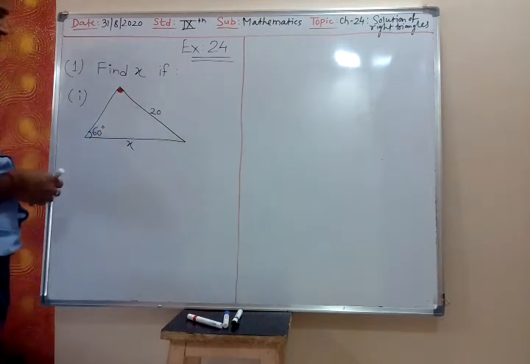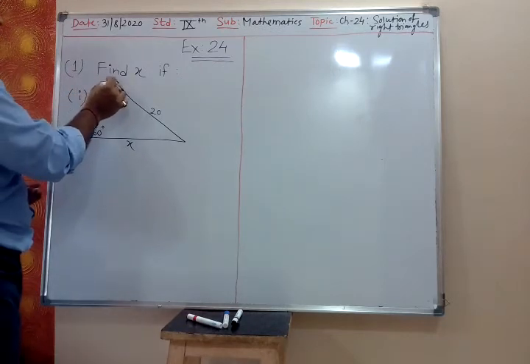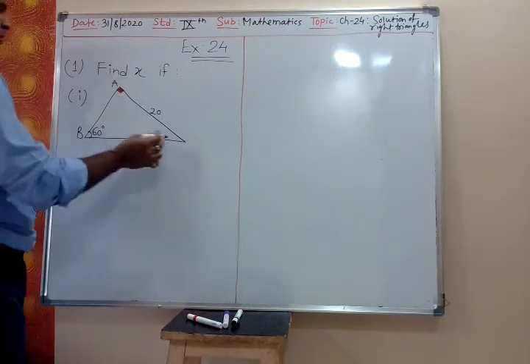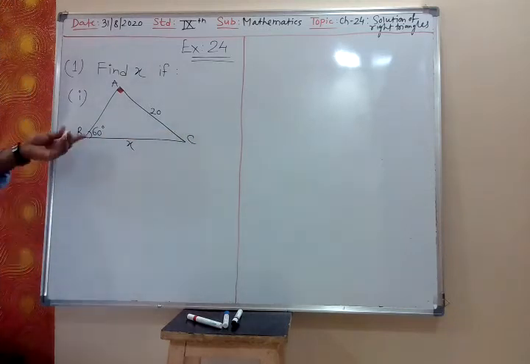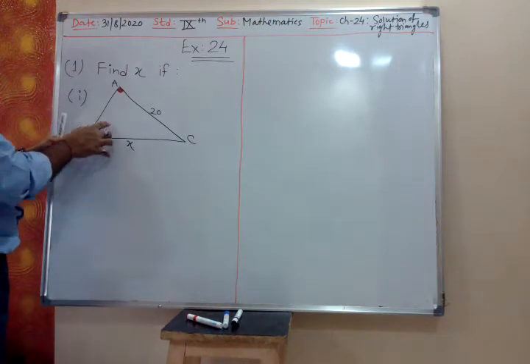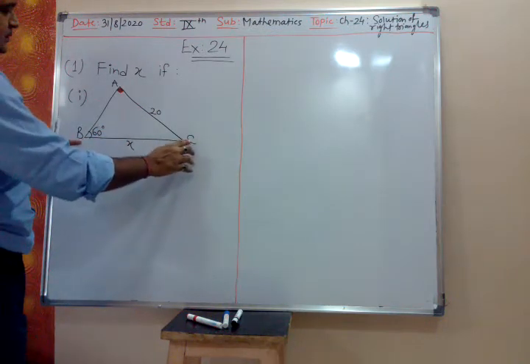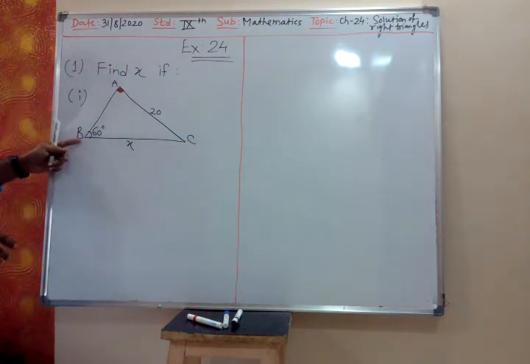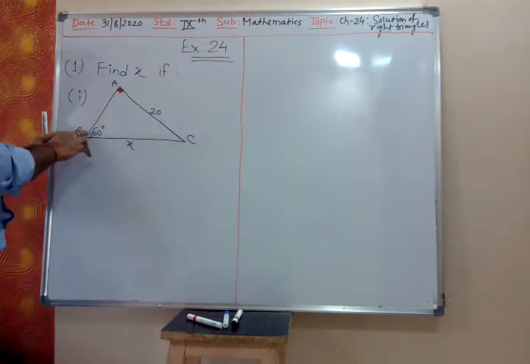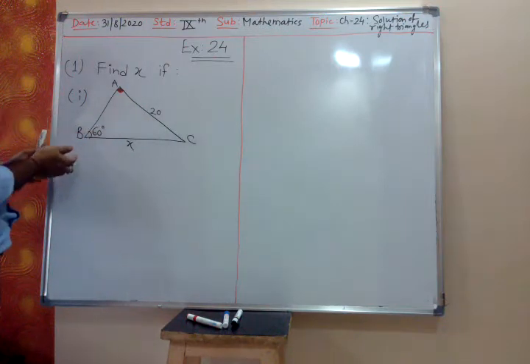You are given the length. For your convenience, you can give the names A, B, C. Now 60 degrees is given. Then opposite to 60 degrees is 20, and the hypotenuse is BC. So you are given this reference angle, the opposite side is given, and then the hypotenuse.